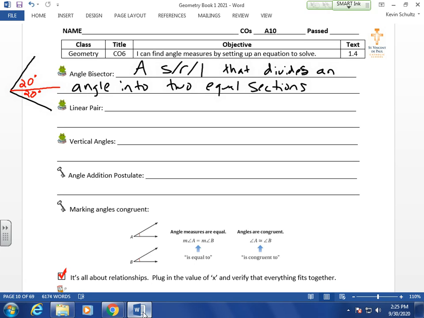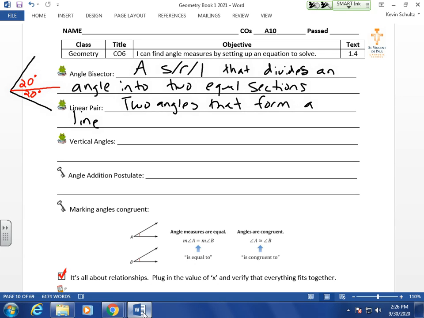A linear pair. What is a linear pair? What does the word linear mean? Well, line. Okay, and a pair means two. So a linear pair would be two angles that form a line. A linear pair, two angles that form a line, and because they form a line, what do we know about the sum of their measures? Two angles that form a line.